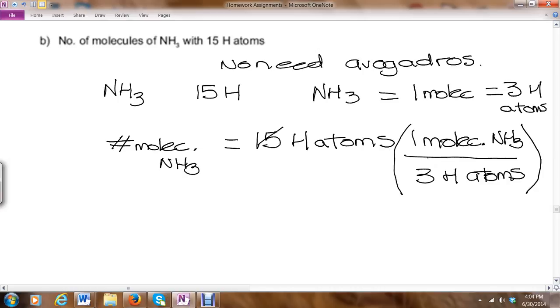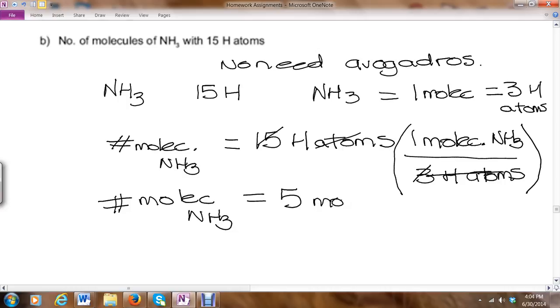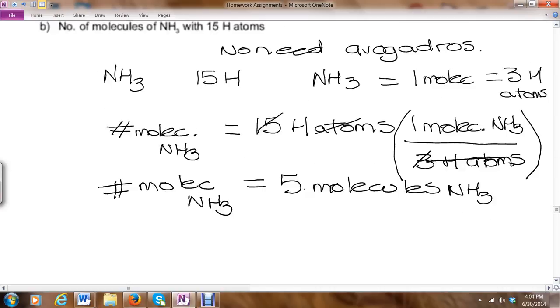So if you divide this, you cancel out the units and you divide 15 over 3, the number of molecules of NH3 is equal to 5 molecules. This is the same as I said, when you're converting from molecules to atoms, you multiply by the subscript. From atoms to molecules, because that's what they're asking for, you divide by the subscript. The subscript is 3, 15 divided by 3 is 5. So that's the same thing.